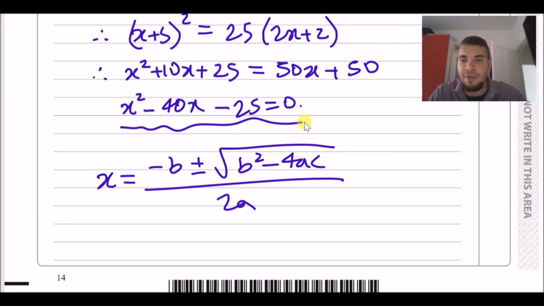Now we're going to replace every term. So what is a, b, and c? Well, a is the coefficient of the x squared term, so if there's no value, it means 1, so a is 1.